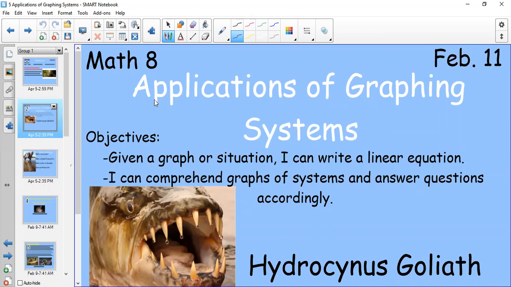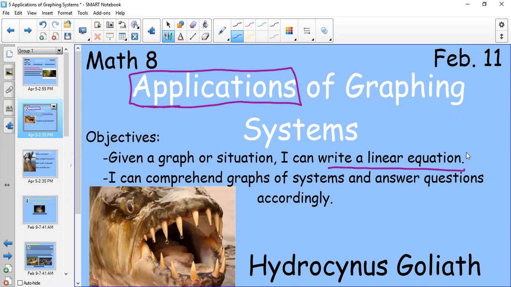When I say applications, I mean more real life examples of graphing systems. So we're going to work on, if I give you a graph or a situation, can you write the linear equation or the system of linear equations? And then also, can you comprehend some follow-up questions? Can you understand them and answer them accordingly? Those are the two things that we're going to focus on today.